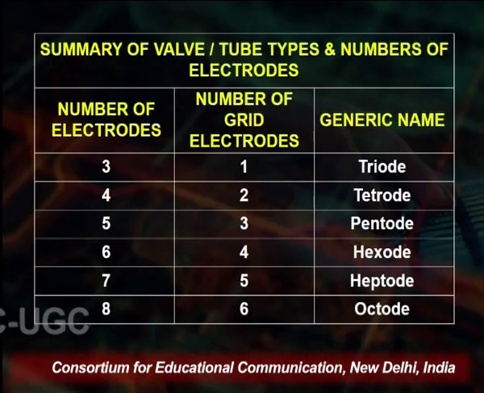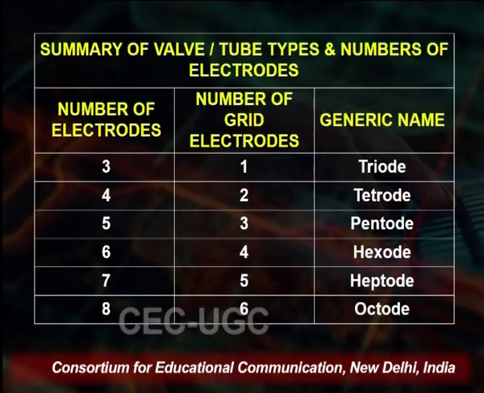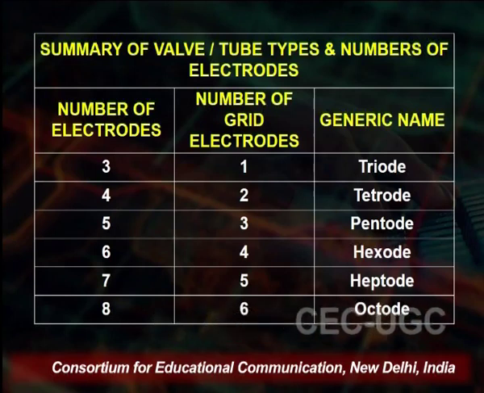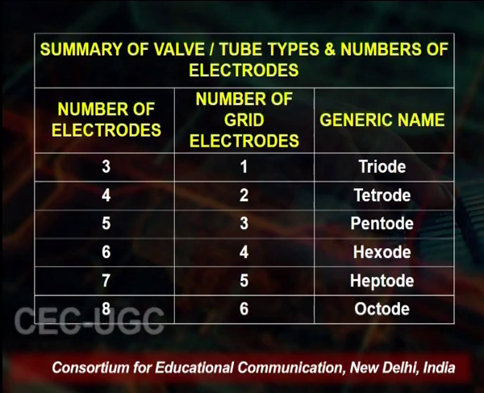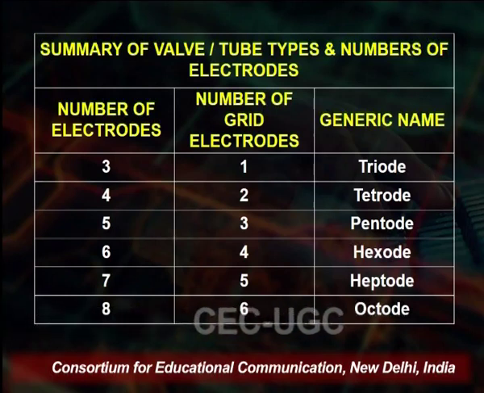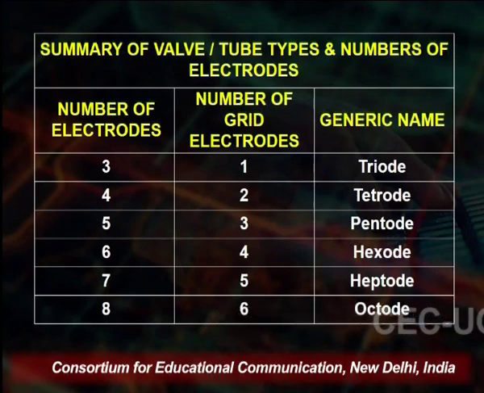Now you can see the summary sheet of the vacuum tube. If you talk about the generic names of the vacuum tube: triode, tetrode, pentode, hexode, heptode and octode, and we have the number of electrodes and the number of grid electrodes. So, up to this point we have discussed what a vacuum tube is, how we can use it, how it works, and moreover how many types of vacuum tubes are available. Thank you very much.